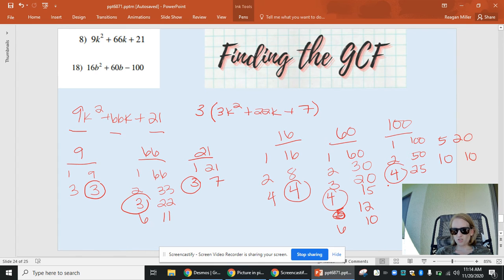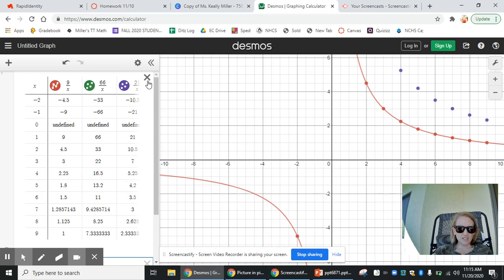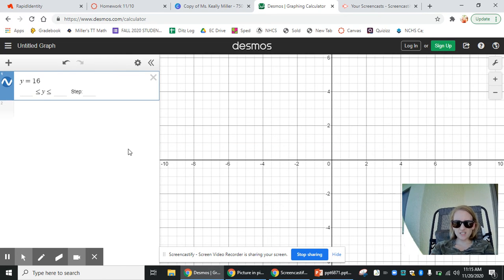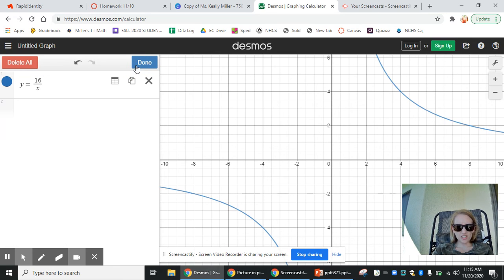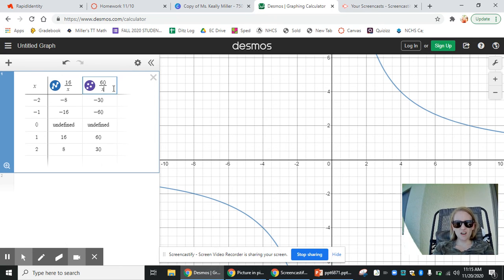So what you could also do is, if we're going back to Desmos, and again, I'm going to type it in here. And you could do y equals, and then what was our first number that we had? 16. It's 16 divided by x. So I'm going to click on the gear again and go to convert to table. And then at the top, I'm going to type my other 2 coefficients divided by x.